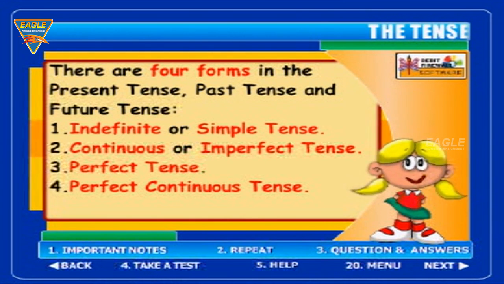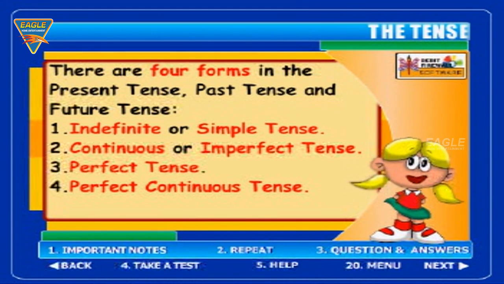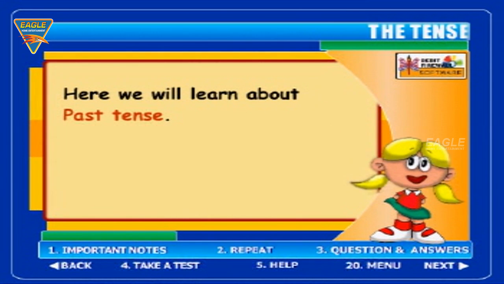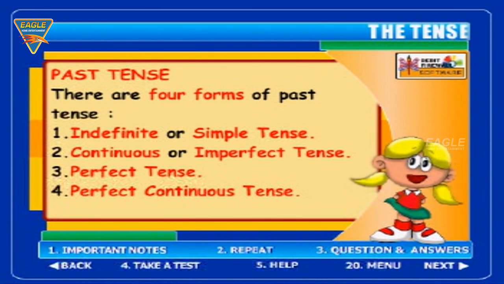There are four forms in the present tense: indefinite or simple tense, continuous or imperfect tense, perfect tense, perfect continuous tense. Here we will learn about past tense. There are four forms of past tense: indefinite or simple tense, continuous or imperfect tense, perfect tense, perfect continuous tense.